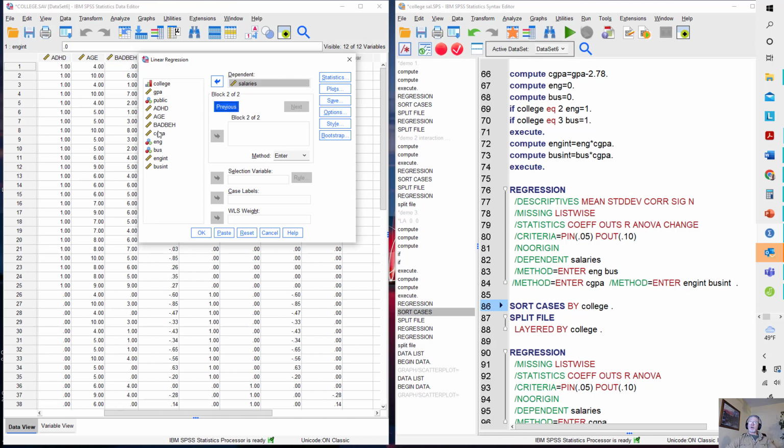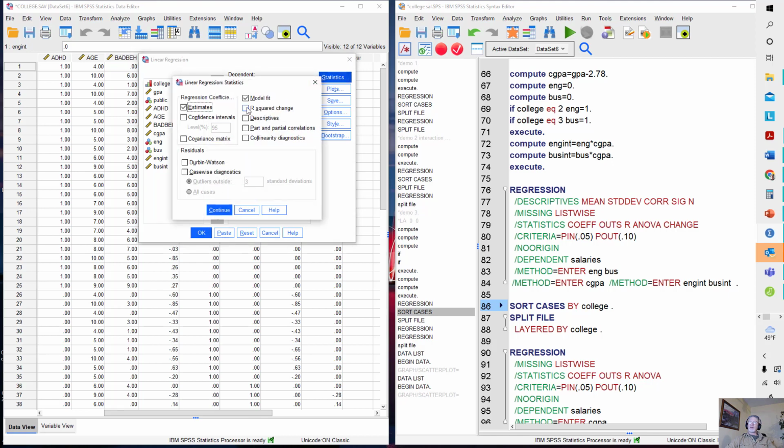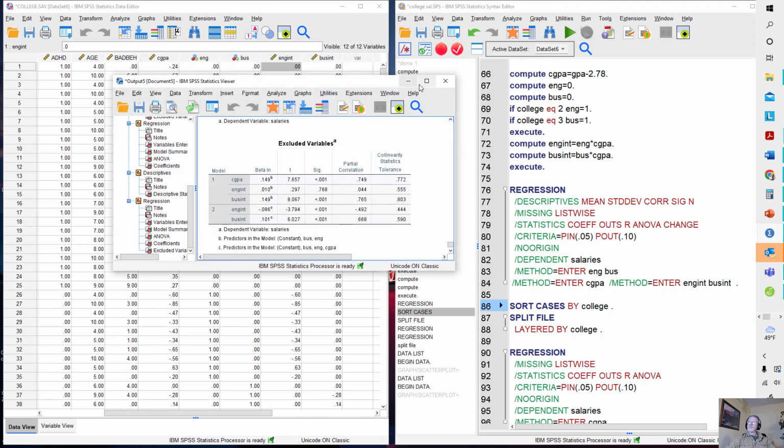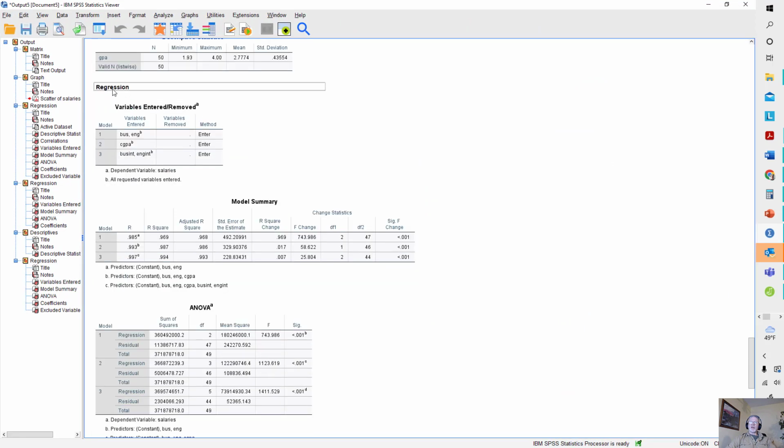Then I'm going to go ahead and put in centered GPA. And then I'm going to do a third block where I put in my interaction terms. I'm going to go ahead and make sure to click R squared change, continue. All this is the same as what's in the syntax here. Okay, and here's my output.